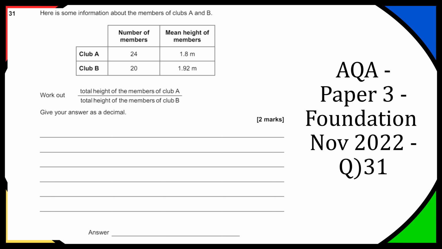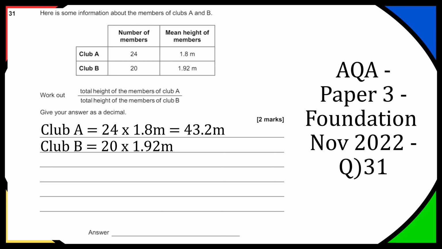So let's work out the total height of the club A members. We're going to do 24 times 1.8 meters. That's going to give us 43.2 meters. For club B, it will be 20 times 1.92 meters. That's going to give us 38.4 meters. So we take 43.2 meters divided by 38.4 meters, and that's going to give us 1.125. They asked for the answer as a decimal, so we're going to keep it as 1.125.